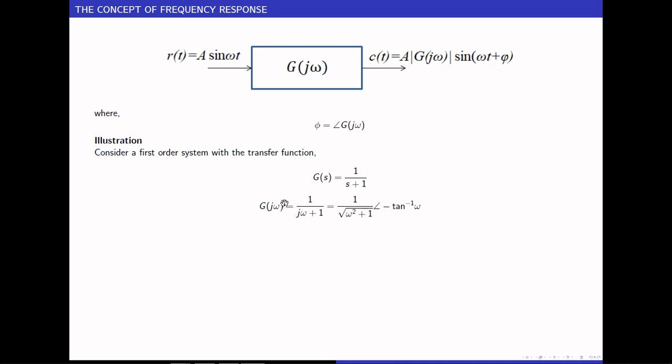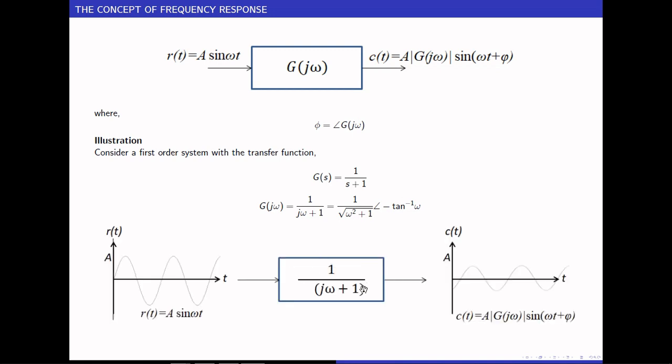Please note that this g of j omega is a function of omega. Therefore, the complex value will be different for different frequencies. Therefore, the magnitude and the angle of g of j omega will be different for different frequencies. So if I have a system like this, g of j omega, written by its function, and I give a sinusoidal input, the output is A into magnitude of g of j omega into sine of omega t plus phi.